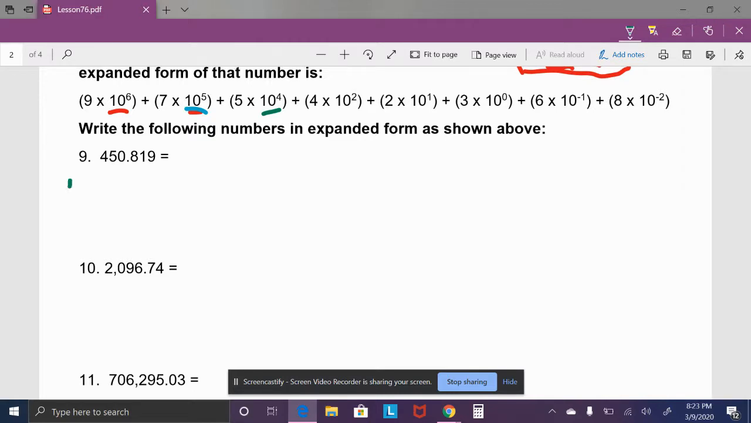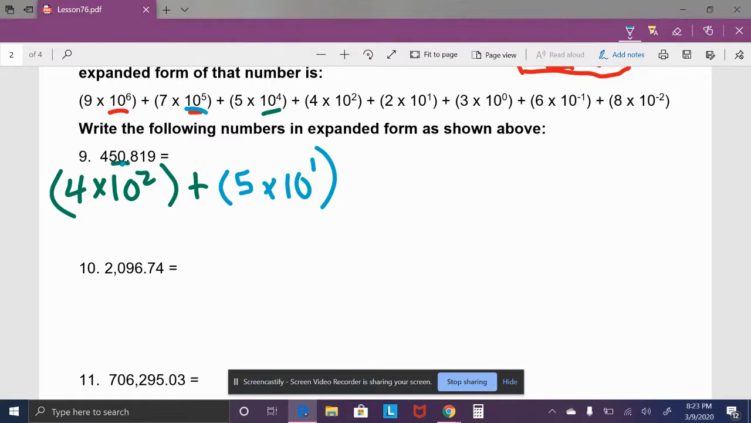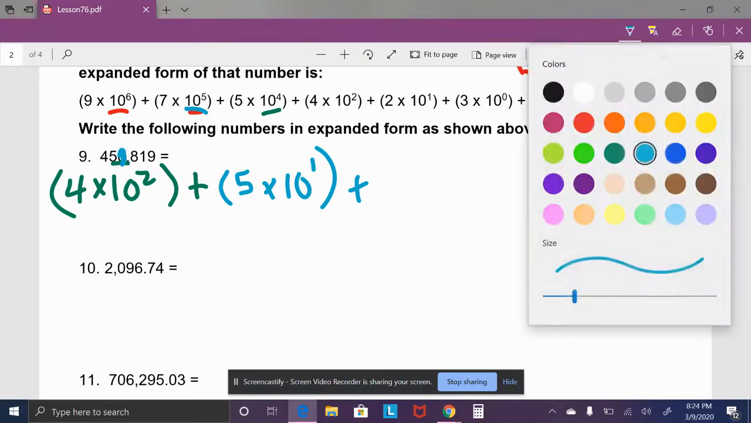So we have 4, that's our first digit. And then there are 2 numbers after the decimal, so it's 10 to the 2nd. And a plus 5, that's the next digit, times 10. It's always going to be times 10, and there's only 1 digit after that. Zero, we don't need to put it in, because 0 times anything is going to be 0, so we're not going to include 0. Let's look at 8.